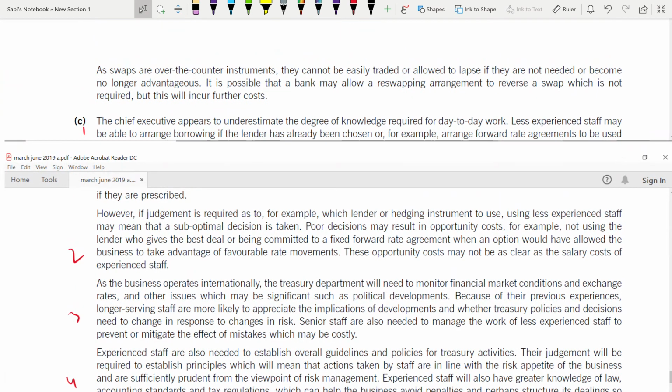Part C. The chief executive appears to underestimate the degree of knowledge required for day-to-day work. Less experienced staff may be able to arrange borrowing if the lender has already been chosen, for example, arrange borrowing rate agreements to be used if they are prescribed. What does that mean? Less experienced staff are able to arrange borrowing if the lender has already been chosen. For example, they are also giving an example.